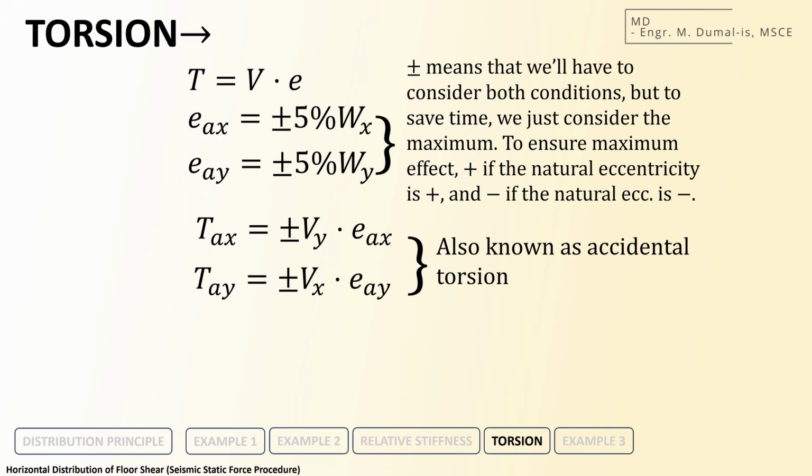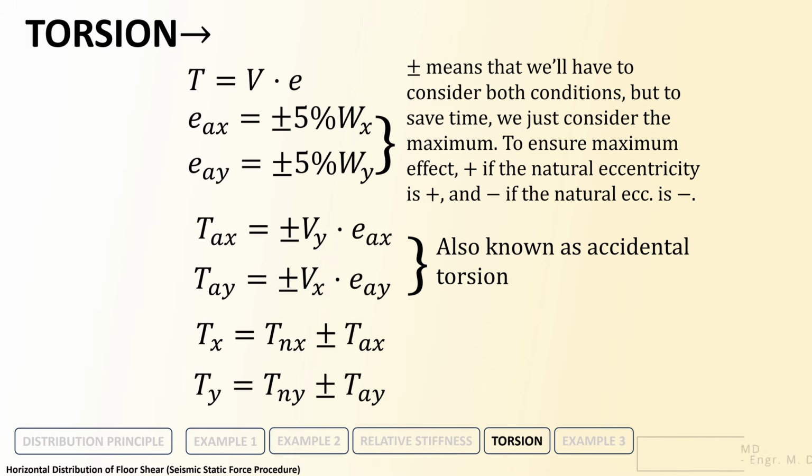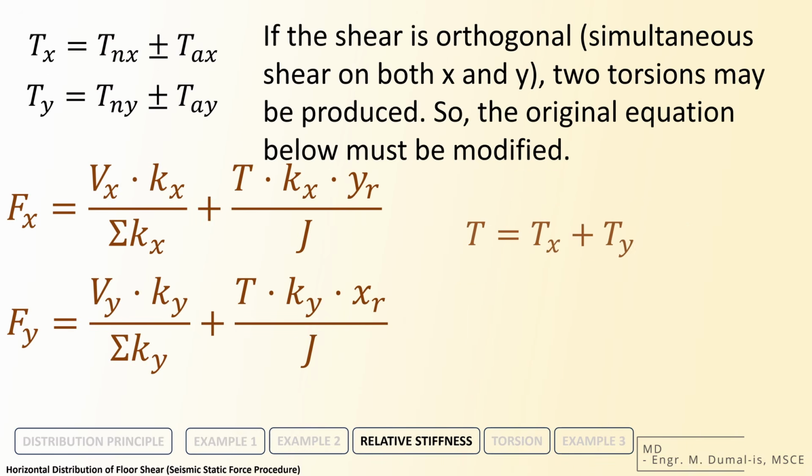Accidental torsion arises from accidental eccentricity, a code-mandated safety factor accounting for uncertainties in mass distribution and construction tolerances. When combined with natural torsion, these components yield the total design torsion as a result of the total eccentricities in that particular axis. When shear forces act simultaneously along both the x-axis and y-axis, also known as orthogonal application of shear, the total torsional demand on the structure must account for contributions from both directions. That is, T is the sum of the torsion based on both x and y axis, Tx and Ty.